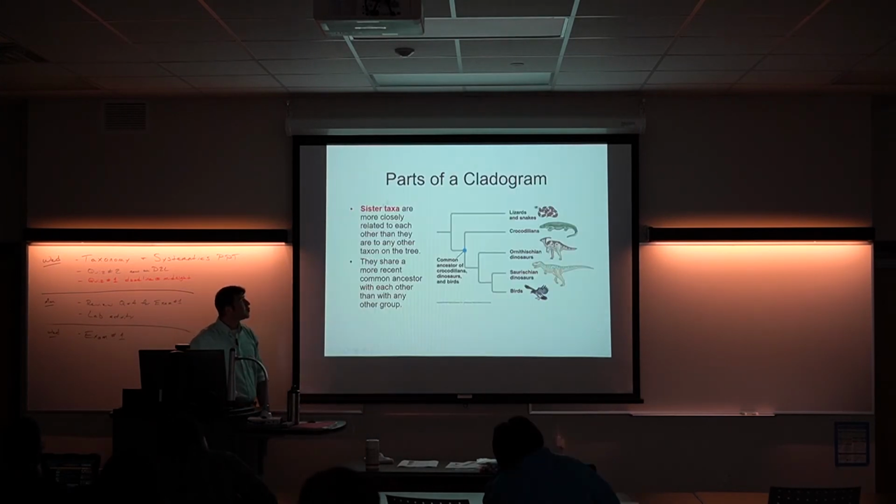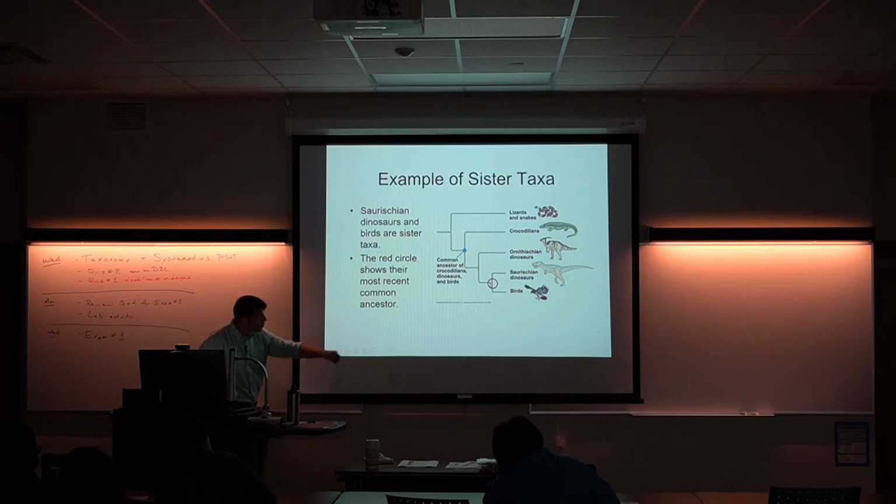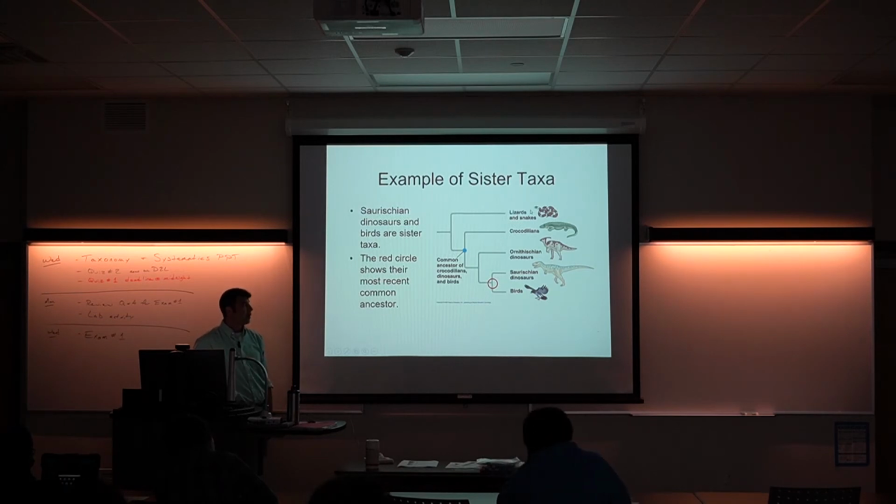This term sister taxa is going to refer to taxa that share a recent common ancestor. We'll look at this node or this branch point circled in red. This represents the common ancestor between the Saurischian dinosaurs and the birds. These are more closely related to one another than either one would be to any of the other taxa on the tree. So we would refer to these two as sister taxa to one another.